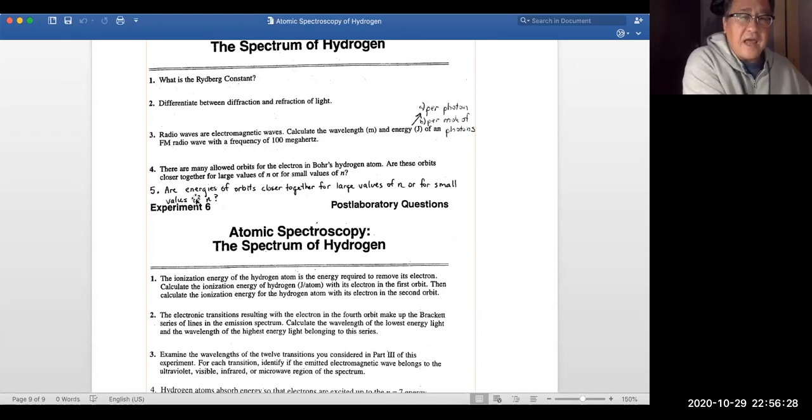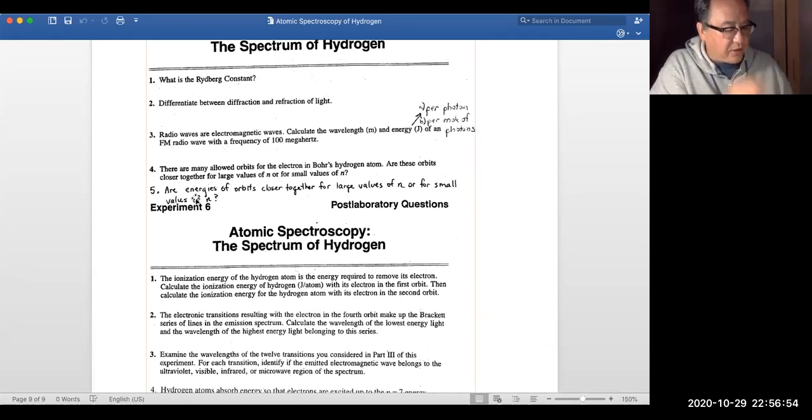So here, rather than have you look at number 4 here, I'm going to write it out for you. Are orbits closer together for large n or for small n? So what you're going to be doing here is looking at, say, 6 and 7, because those are large n's, and you're going to be looking at 1 and 2, and you're going to look at your radius diagram and see if they're closer together for 1 and 2 or 6 and 7.